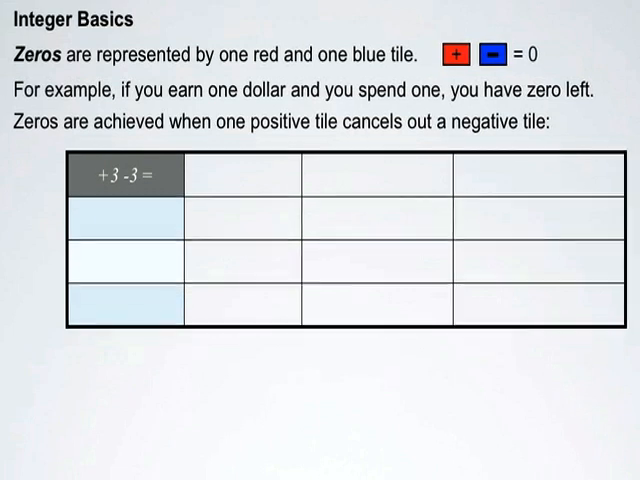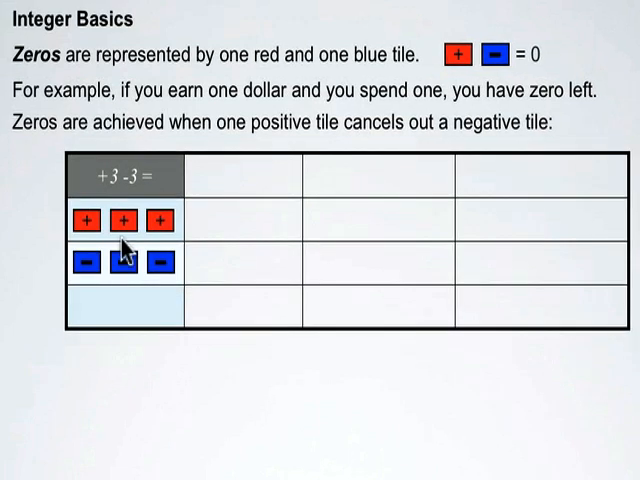So for example, if I have positive 3, subtract 3, or positive 3 and negative 3. Positive 3 is 3 red tiles, negative 3 is 3 blue tiles. I have 1 zero, another one, and another one. So I have nothing left. So the answer is 0.